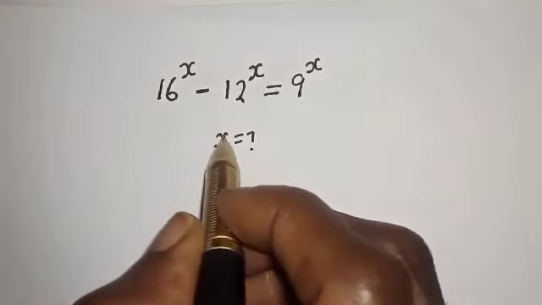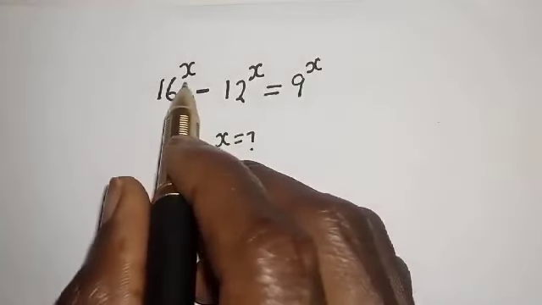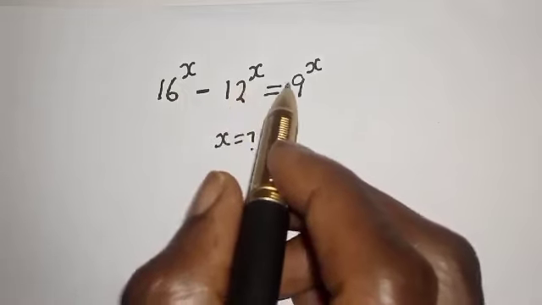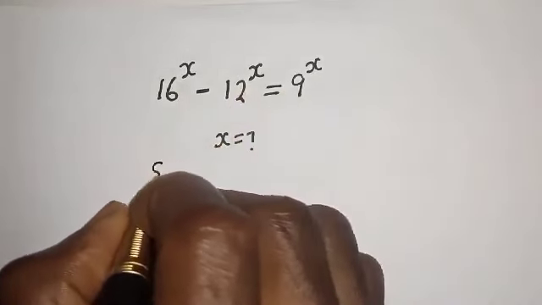Hello, how to solve for x from this equation: 16 raised to power x minus 12 raised to power x is equal to 9 raised to power x. Solution.